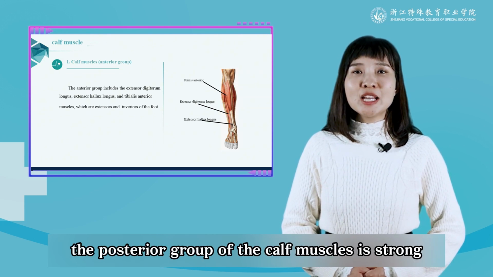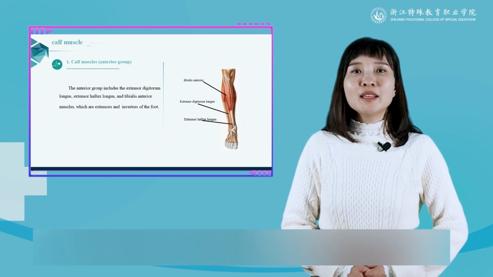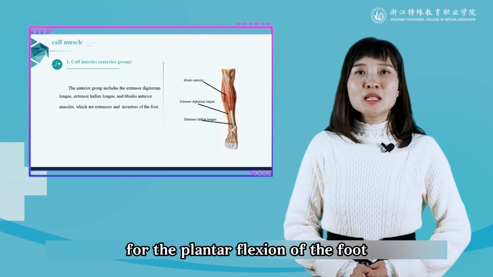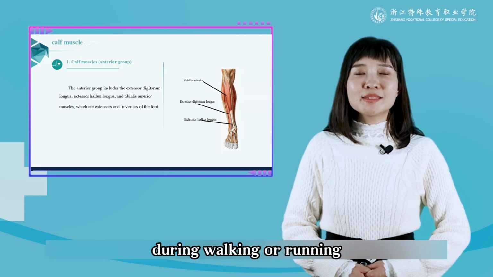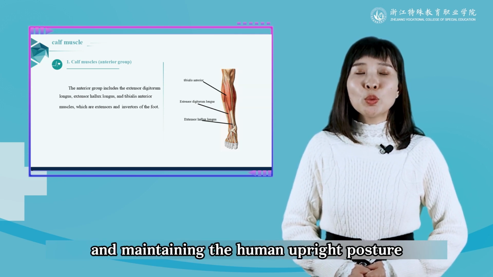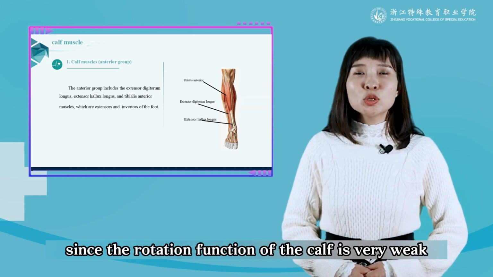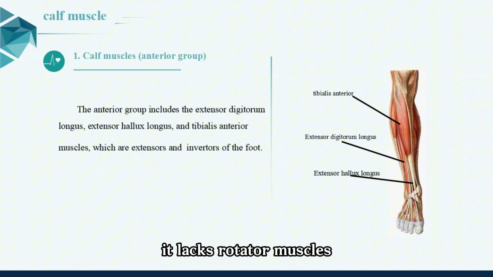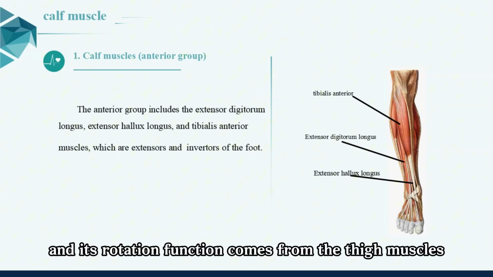The posterior group of the calf muscles is strong. It is related to generating great propulsive force for the plantar flexion of the foot during walking or running, and maintaining the human upright posture, since the rotation function of the calf is very weak. It lacks rotator muscles, and its rotation function comes from the thigh muscles.